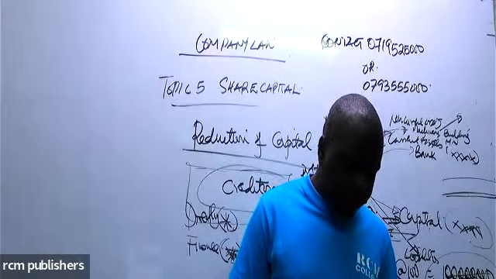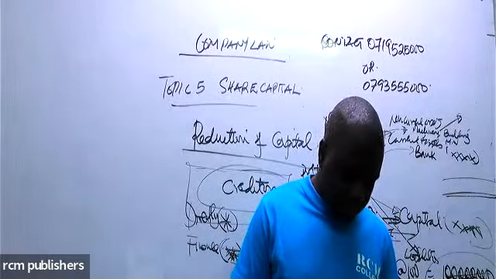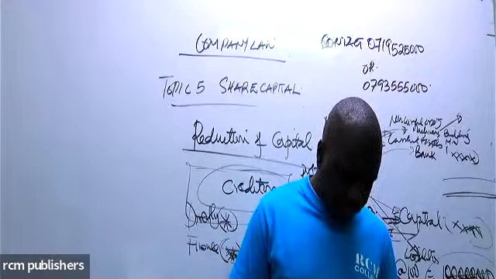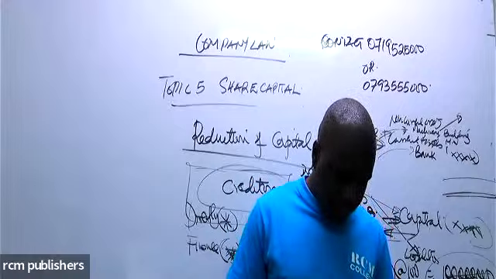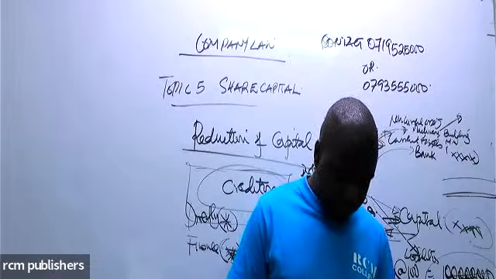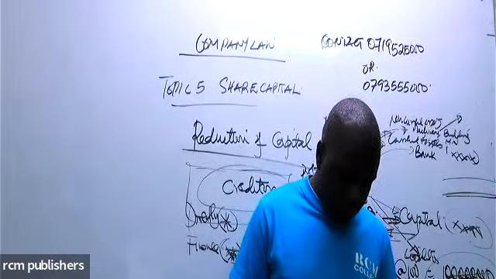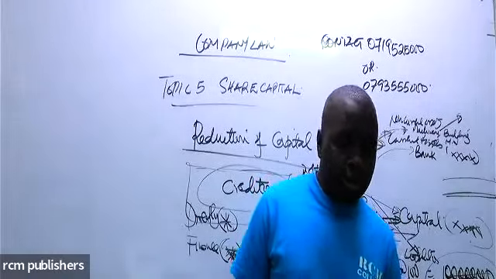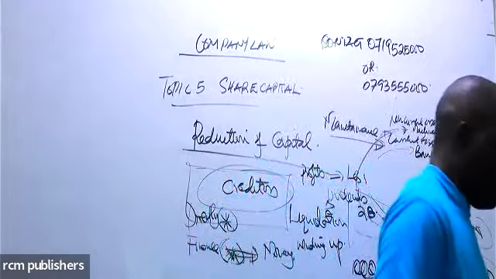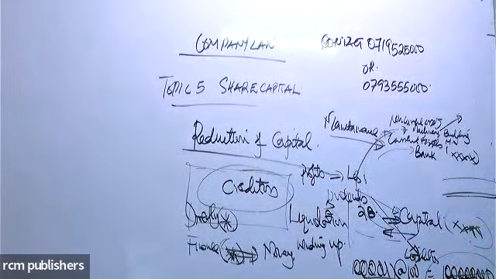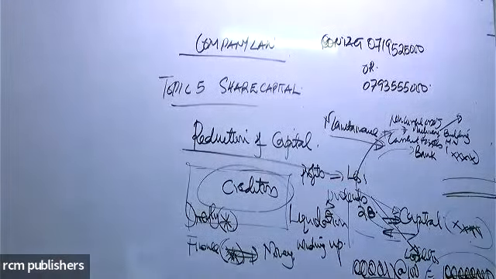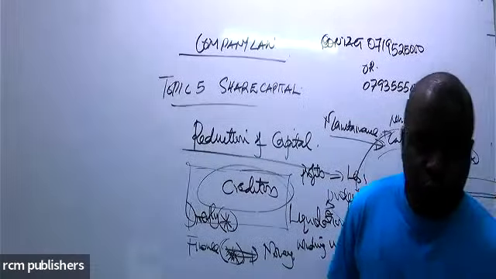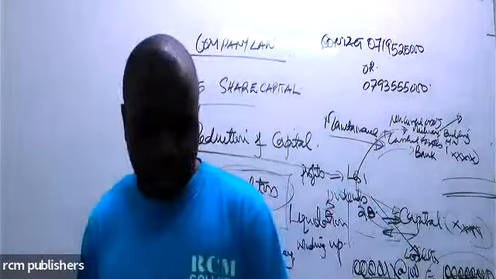So we look at December 2022. December 2022, question number 4B. Question number 4B. You see it? Explain the following types of share capital. Yes. So you have paid up capital and issued share capital. So paid up share capital and issued share capital.